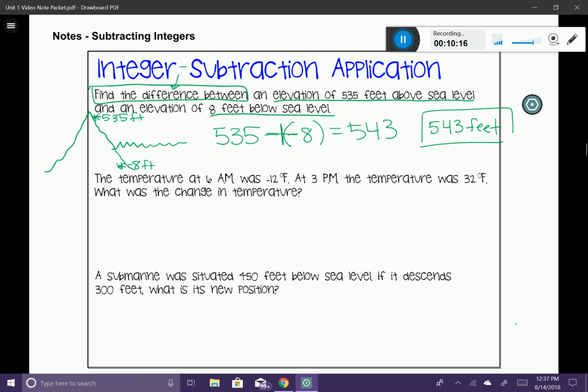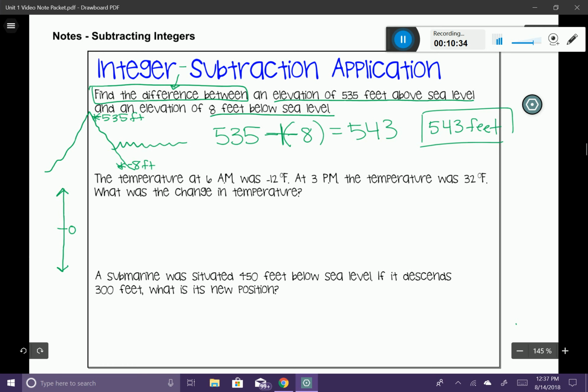Again, I'm going to go ahead and draw a little visual. You don't have to do this, but sometimes it can be helpful. Now, when I think of temperature, I think of a thermometer. So I'm just going to draw a little thermometer, and I'm just going to indicate it by a vertical number line, where 0 is right in the center.